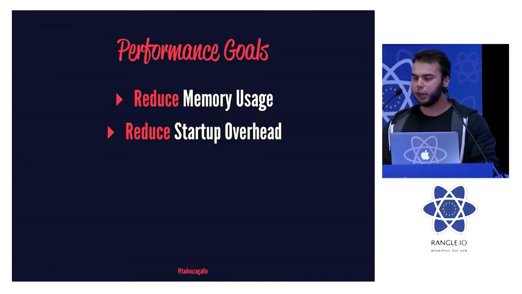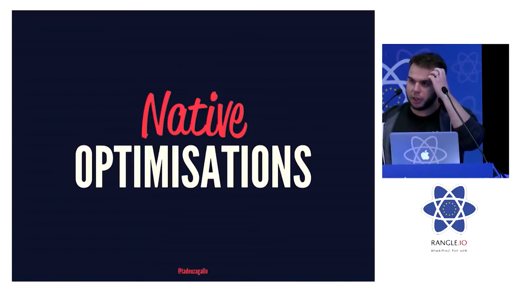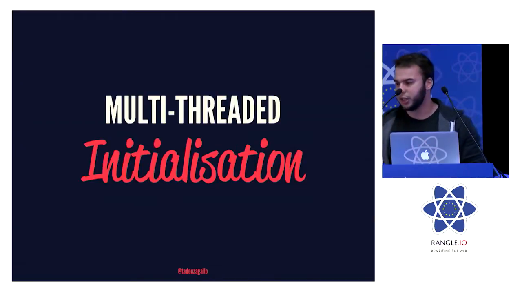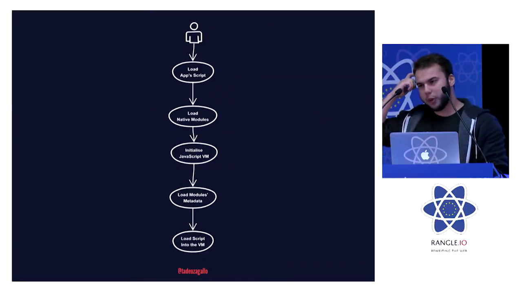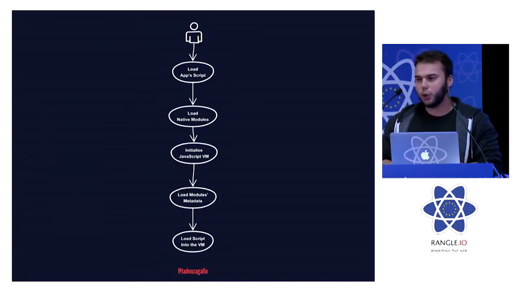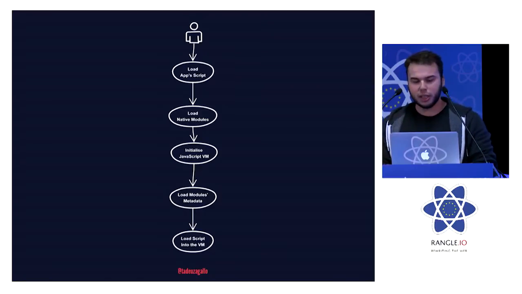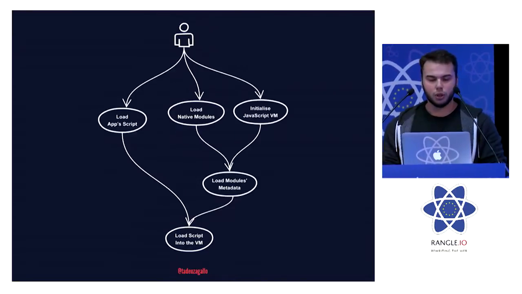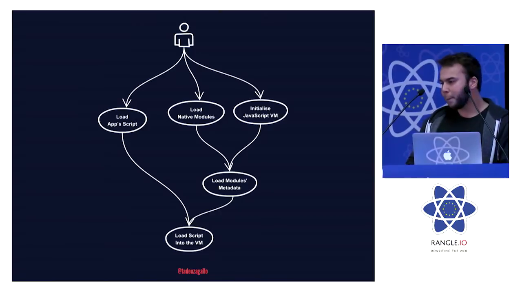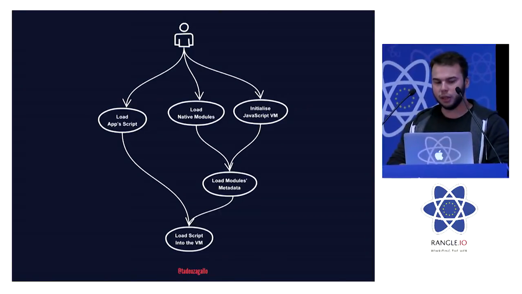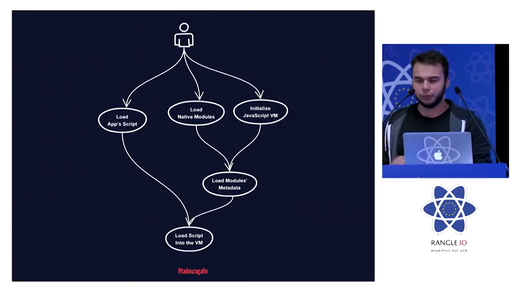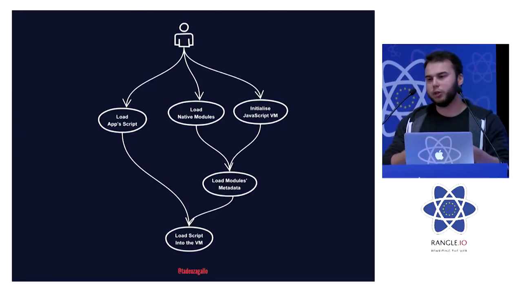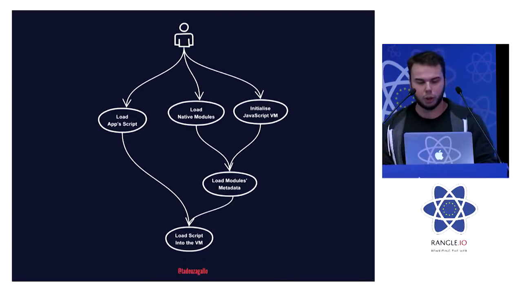So in order to make it better, we've been working on some native optimizations as well. We've done things like multi-threaded initialization. That graph that I showed at the beginning, the first steps weren't actually true. All of this happens, but it's not all in one line. We try to parallelize that as much as possible. So right now it looks a little bit more like that, in fact. We try to load the script and the native modules and the VM all in parallel. And we have to wait a little bit until we have the modules and the VM, then we can inject the metadata, and then finally we can run the application.